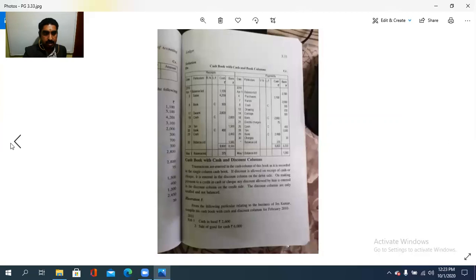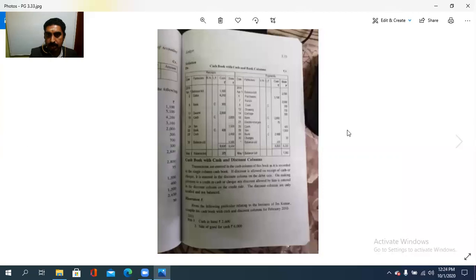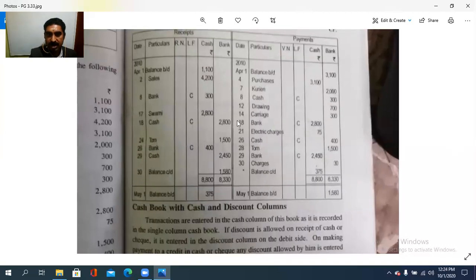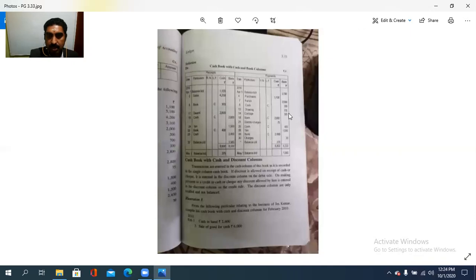Next entry, personal drawings from bank. So drawings account debtor to bank, isn't it? Personal drawings from bank, drawings account debtor to bank. So by drawings in the bank column, how much? 700. Look, 700. Then next is paid carriage by check. So carriage account debtor to bank, isn't it? So on the bank column, on the credit side, what is that? By carriage, isn't it? By carriage, see, 300.